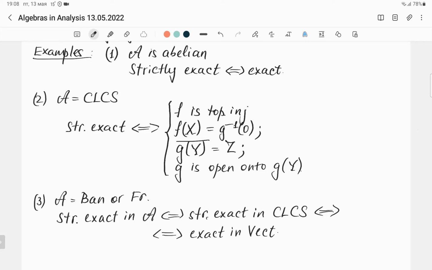Well, indeed, if it is exact in the category of vector spaces, then the open mapping theorem easily implies that F is topologically injective and G is open. And we have exactness in the middle term. And so our sequence is strictly exact in the category of all complete locally convex spaces. And conversely, if our sequence is strictly exact in the category of complete locally convex spaces, so Z can be identified with the completion of the quotient of Y modulo X, but the quotient is already complete. The quotient of a Fréchet space modulo a closed subspace is complete, and we have vector space exactness.